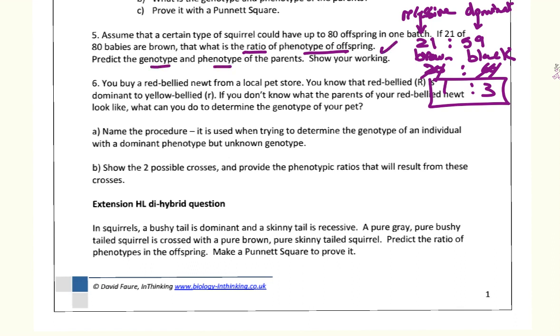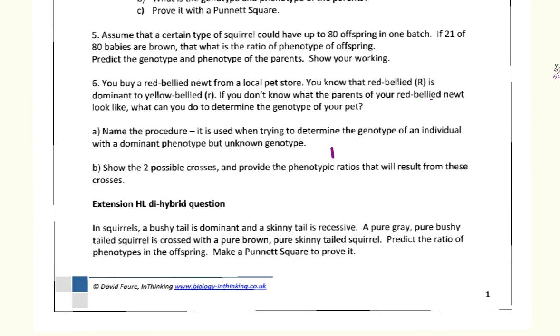Predict the genotype and phenotypes of the parents. If you got a ratio 3 to 1, this means that the parents were both heterozygous. So if I use the capital B for the dominant one, both parents were capital B and small b, because this is the only cross that can give you a ratio of 3 dominant to 1 recessive. Show your working. You are going to draw the Punnett square as normal. Show all the alleles, distribute all the alleles in gametes, show the ratio of the phenotype and genotype.